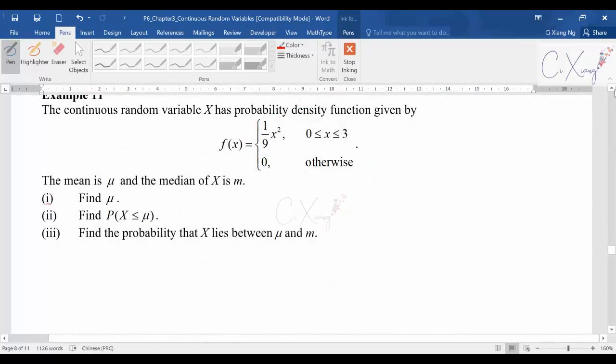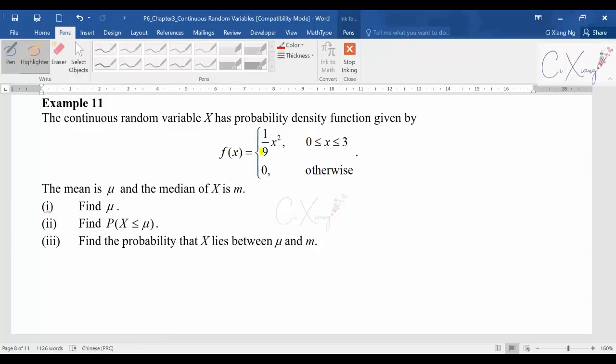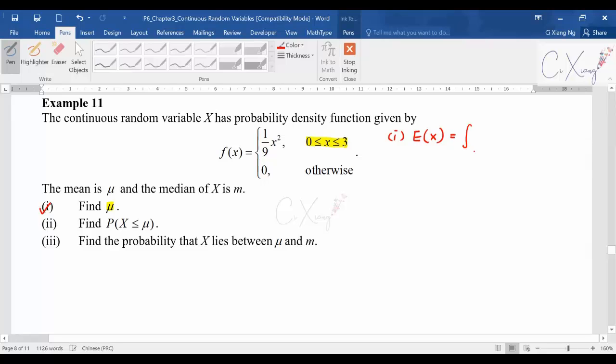Start with example 11. There's a function given from 0 until 3, and they say that the mean is mu and the median of x is m. First they want to find the mean. How can we find the mean? We want E(X). For E(X), you have to do the integration from 0 until 3, because the domain given in this question is 0 until 3. And because it is E(X), you have to multiply the x with the function. So this is the function, 1 over 9.